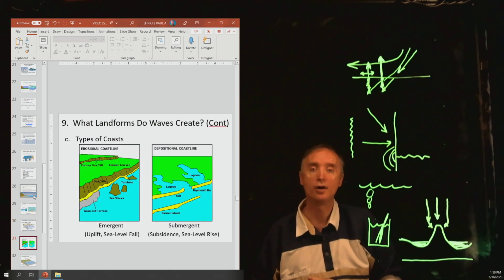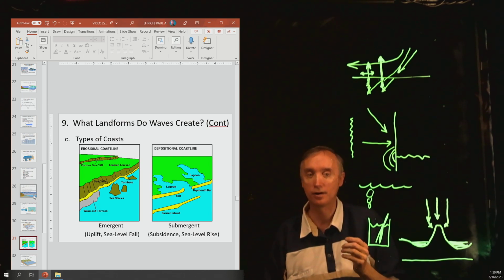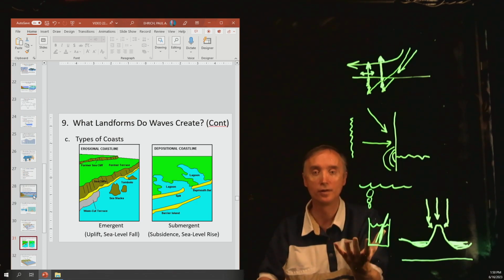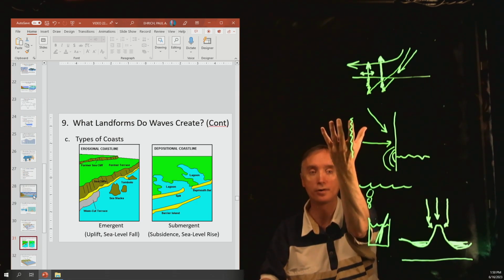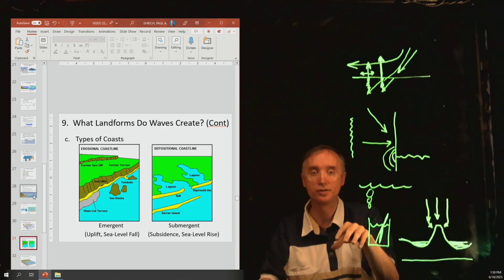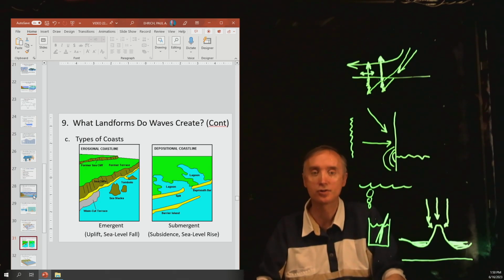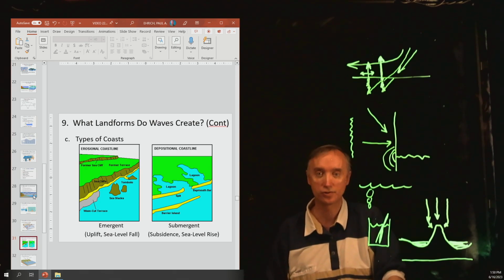So what are some different kinds of landforms that are going to be created as a result of this? So there are two kinds of shorelines, emergent and then submergent. So emergent is going to be where the land is sticking up out of the water, whereas submergent is going to be where the land or the water is basically sloshing up onto the coast.